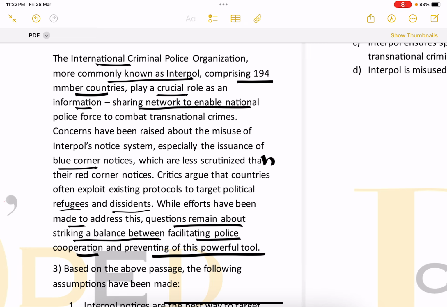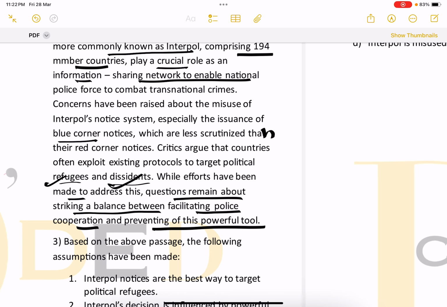Critics argue that countries often exploit the protocols to target political refugees and descendants. Critics say that the Interpol notices are used by countries to target political refugees and descendants. While efforts have been made to address this, questions remain about striking a balance between facilitating police cooperation and preventing misuse of this powerful tool.